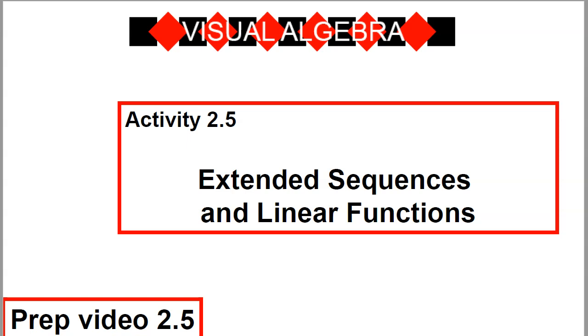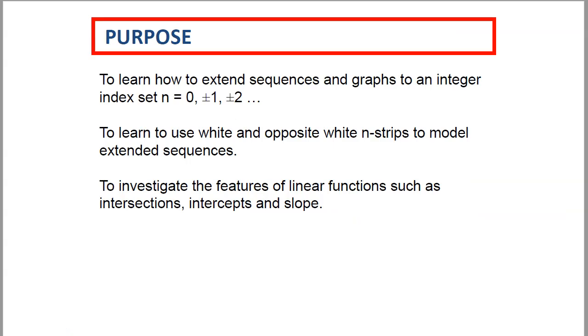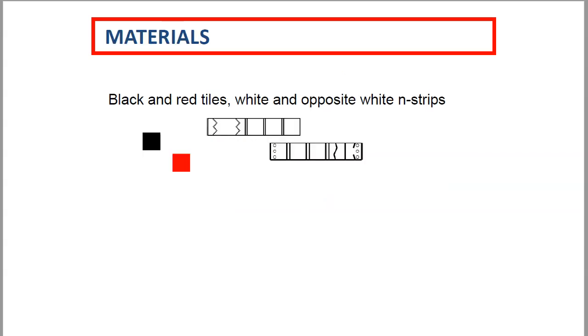This is the introduction to Activity 2.5, Extended Sequences and Linear Functions. In this activity, we'll learn to extend sequences and graphs to an integer index set. We'll learn to use white and opposite white end strips, and we'll investigate the features of linear functions. Our materials will be black and red tiles and white and opposite white end strips, which are introduced in this activity.